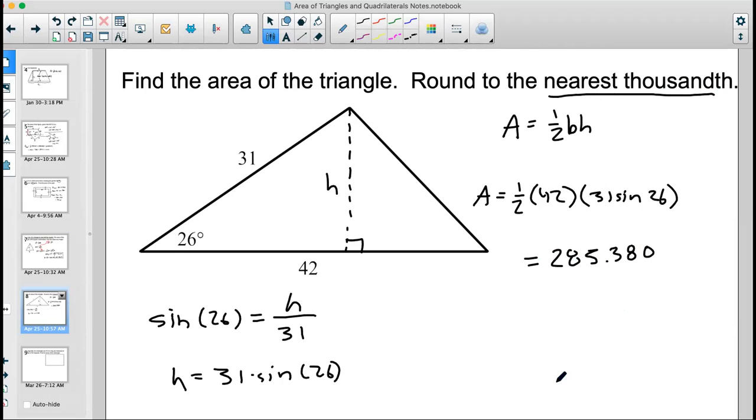So we can use trig sometimes to find the heights or bases of these things if we need to. And that's often what you have to do. So now you know how to do that. And we'll talk about this more in class.